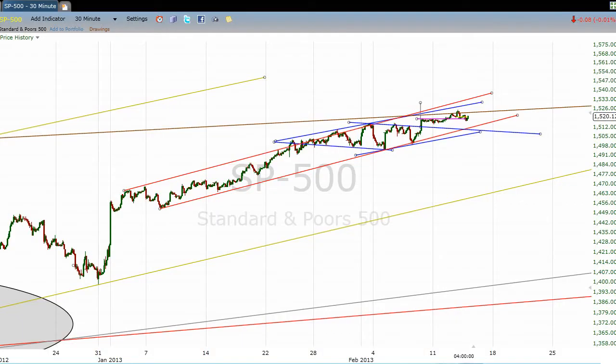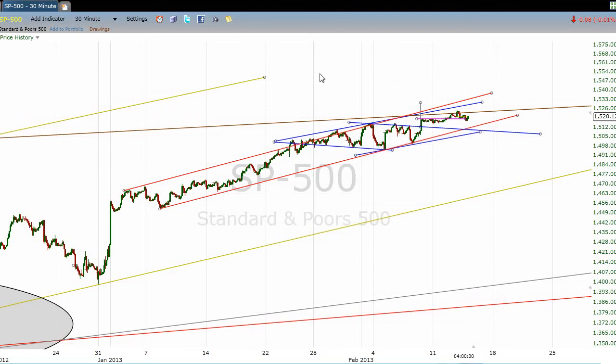So here's our 30-minute chart. We ended the day almost exactly in the middle of our newly refined, or redefined, rising channel between these two red lines right here and right here. We have also identified a triangle pattern that looks like it's wanting to serve as a consolidation.